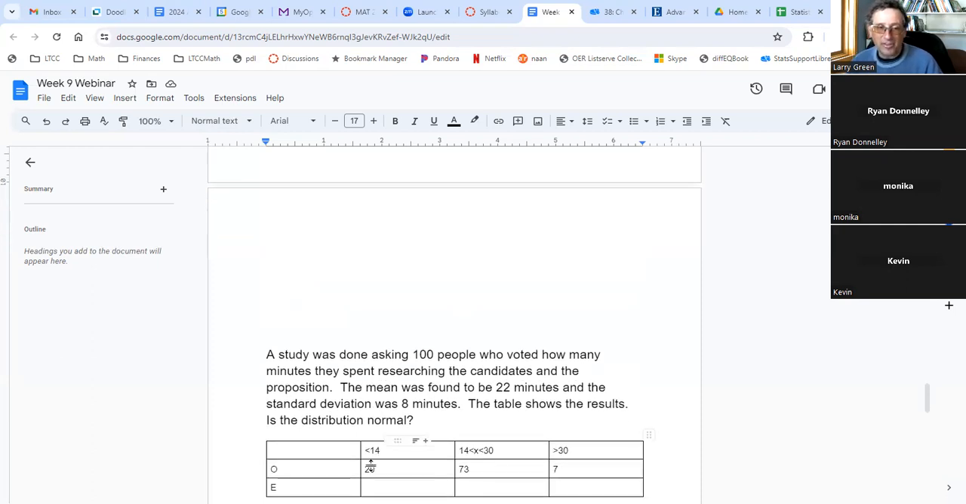So the table shows results. There were 20 people that said they spent less than 14 minutes researching candidates. There were 73 people that said they spent between 14 and 30 minutes researching the candidates. And by the way, in case you don't know, it's not just presidential. There are multiple candidates for multiple things. There's Senate, and then there's a state assembly. So all the different candidates you have to research. And then 7 people spent over half an hour researching candidates. Any questions on that?